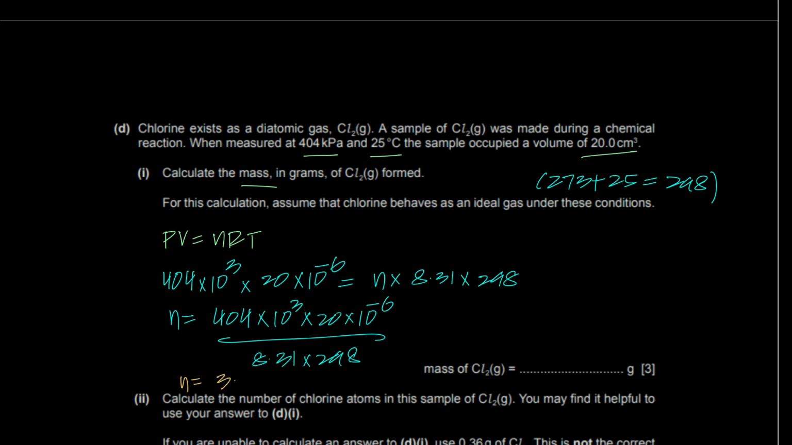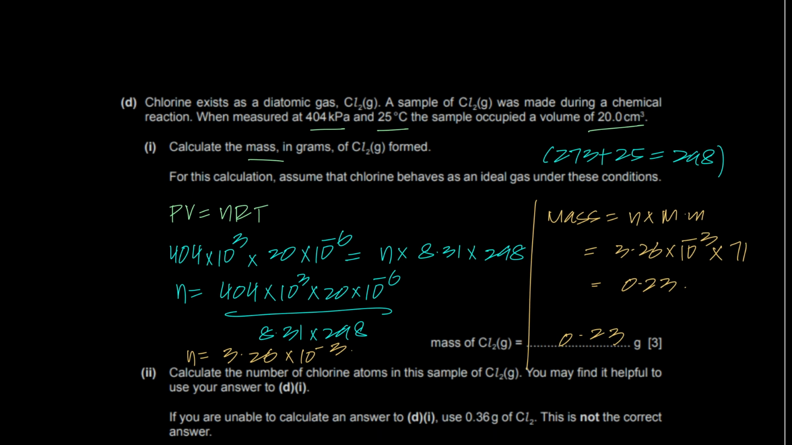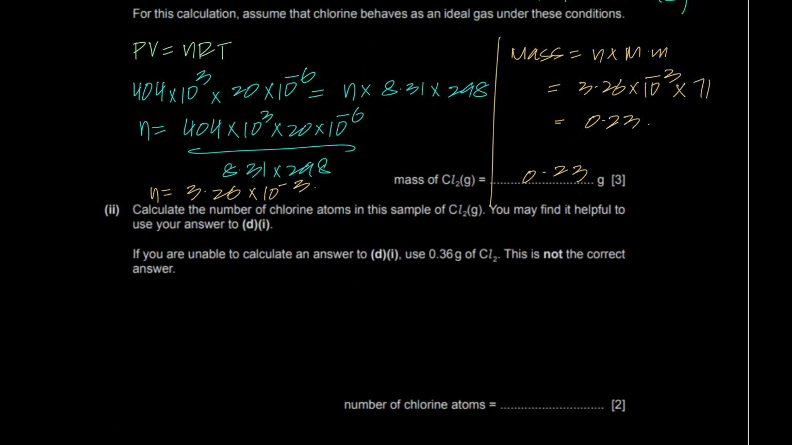So how many moles do you get? You get 3.26 into 10 to the power minus 3. These are the moles of chlorine, and you need the mass. So mass equals mole times molar mass. Moles are 3.26 into 10 to the power minus 3, and molar mass is 71 for chlorine, because each Cl is 35.5. What do you get? 0.23 grams. Done. Now I think calculate the number of chlorine atoms in the sample.